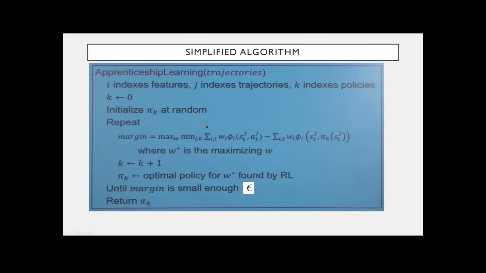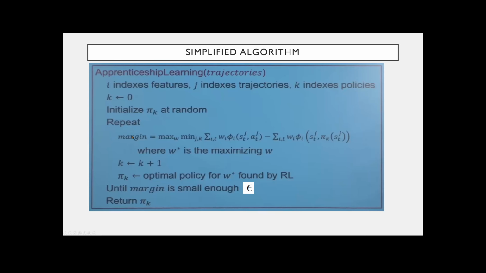Now, this is a very simplified version of the algorithm, but it is quite accurate. And let's discuss this algorithm. You have been given a set of trajectories, and these trajectories are coming by observing the expert's actions. And I'm going to index features by I, trajectories by J, and policies by K. I initialize my K to 0, and I also have this policy pi K that I can initialize randomly, or I can approximate using some reinforcement learning algorithm. Now, in this repeat, I'm going to repeat all these 3 steps.